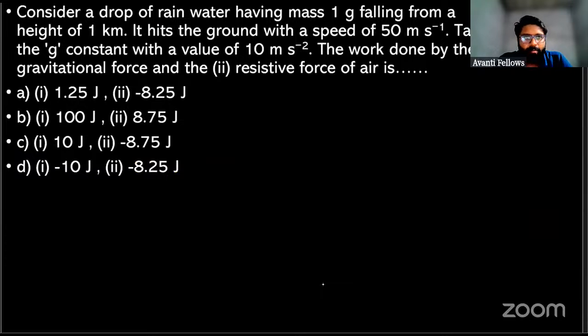Consider a drop of rainwater having a mass of 1 gram falling from a height of 1 kilometer. It hits the ground with a speed of 50 meter per second. Take g as a constant with a value of 10 meter per second square. The work done by the first, gravitational force, and second, the resistive force. Tell me.